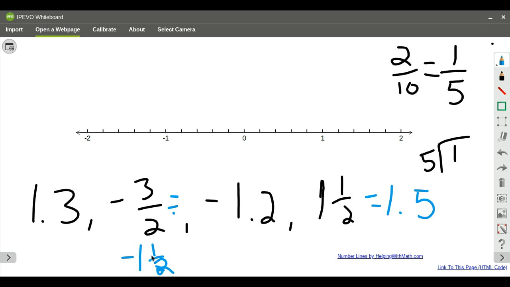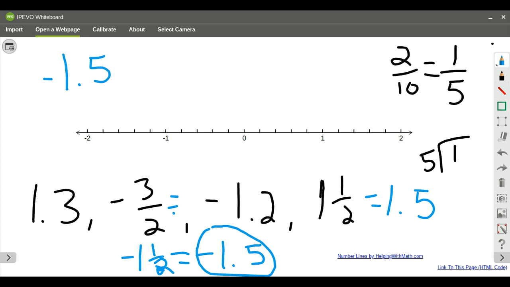So now they're all in decimal form. Now it's really easy to get them in numerical order. By getting them all in the same form, I can very easily get them in order. My smallest value is going to be -1.5 because it's the furthest away from 0. So negative 1.5 is going to be my smallest value. My next smallest value is going to be negative 1 2/10. My next smallest value, comparing decimal place value, there's a 3, there's a 5, is going to be 1 3/10. And then my last value is going to be 1 5/10.